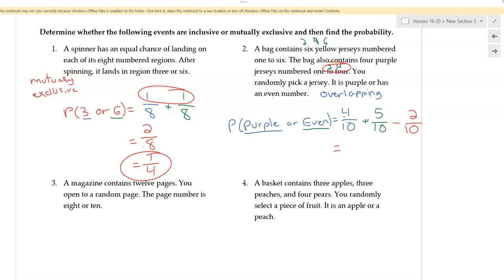So 4 plus 5 is 9, minus 2 is 7 out of 10. Right? The other way to think about this, so that's using the formula, is just kind of laying them all out.